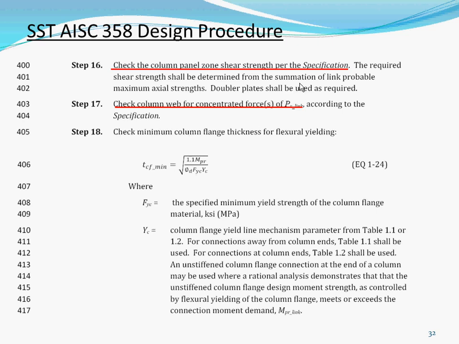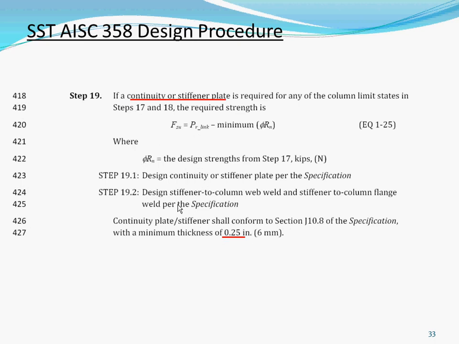Okay. Now you check your column web for the concentrated forces. I'll go into all the different concentrated forces later. Step 18 is check your minimum flange thickness. We have minimum flange thickness, then that's at the top and at the bottom of that. If your flange is no good, or if the web is no good, you have to stiffen it, then here's how to calculate the stiffener and what force to calculate the stiffener. As a minimum, the thickness of the stiffener should be 1/4 of an inch.